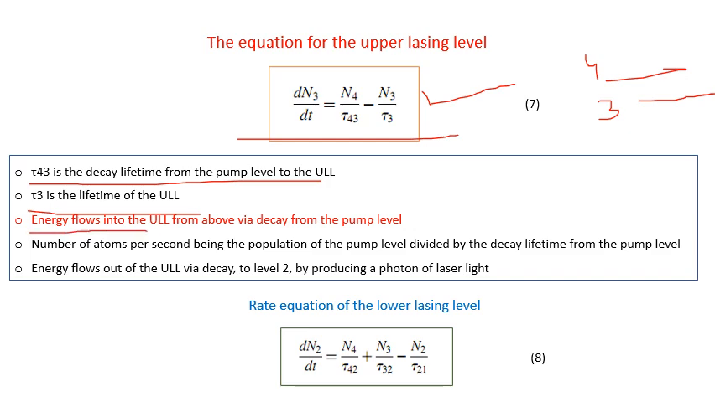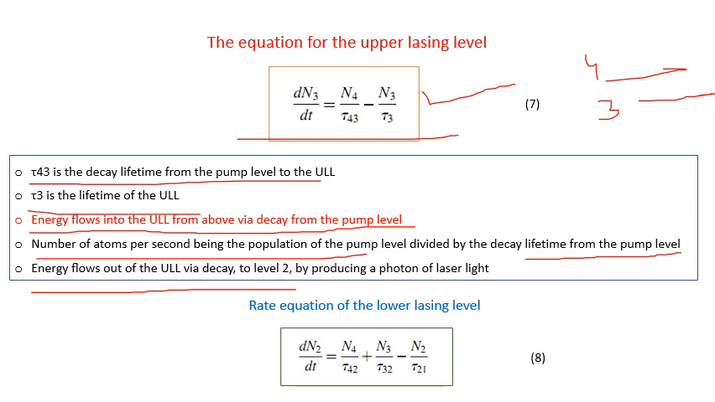Energy flows into the ULL from above via decay from the pump level, which we know already, and the number of atoms per second is the population divided by the decay lifetime from the pump level, which we have already studied. Energy flows out of the ULL by decay to level 2, so from 3 to 2, and here is the lasing.